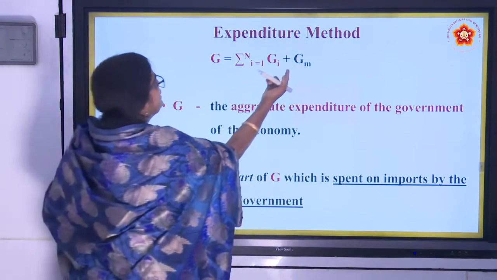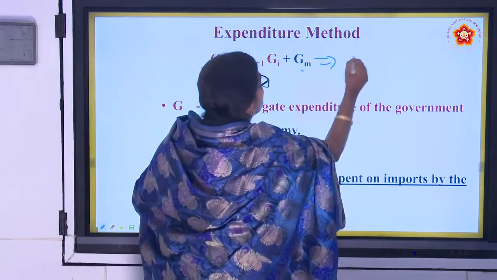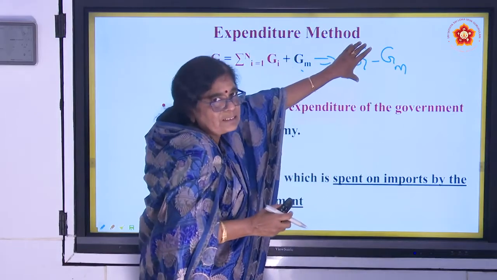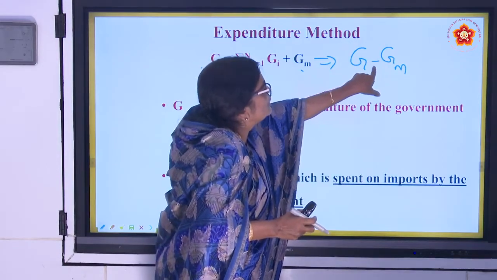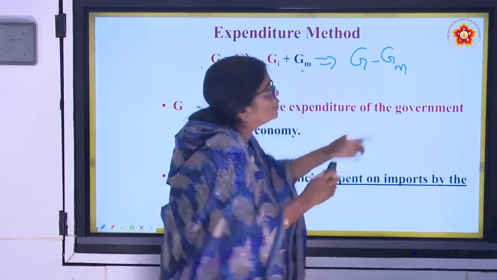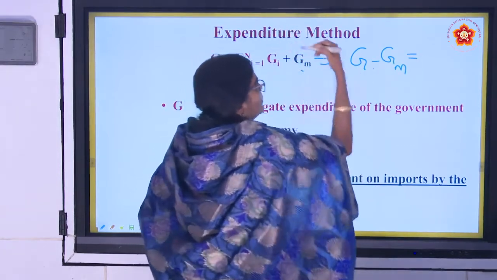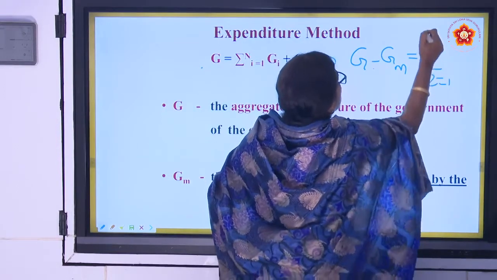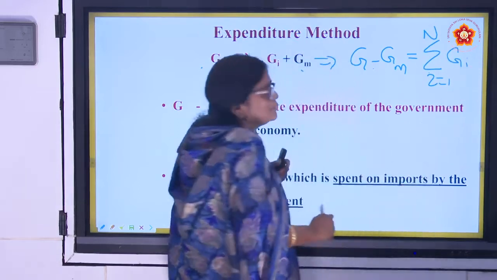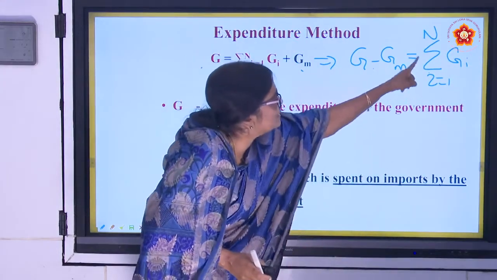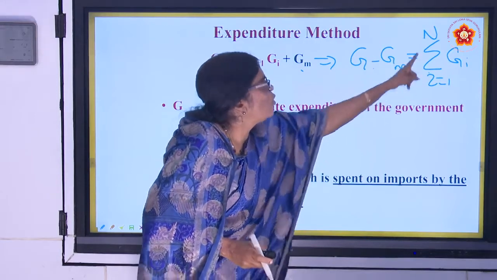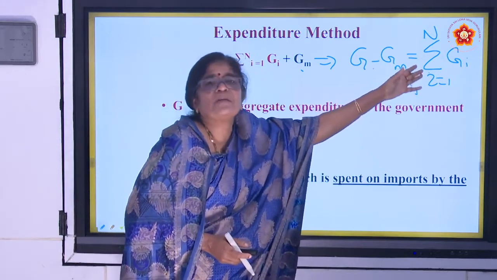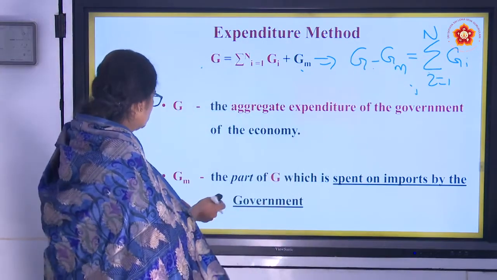Therefore, if you take this side, what equation will come? G minus GM. That means if you deduct the government expenditure on imports from the total government expenditure, it will give you the portion of the government's expenditure spent on domestic firms. Therefore, this is the expenditure made by the government on domestic firms, which is nothing but the expenditure received by the domestic firm from the government. I hope you understood.